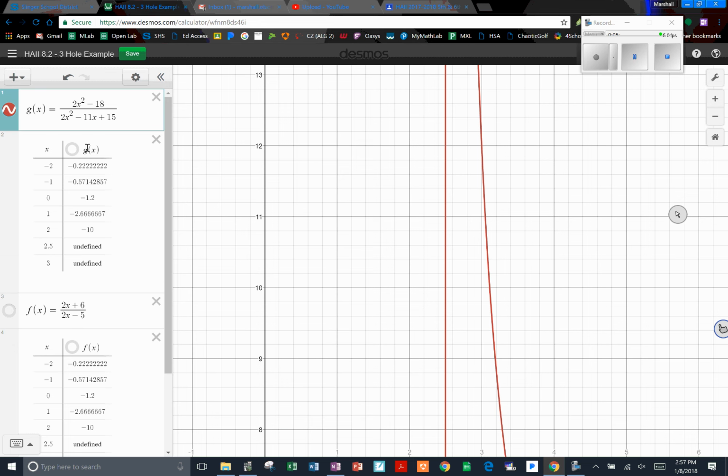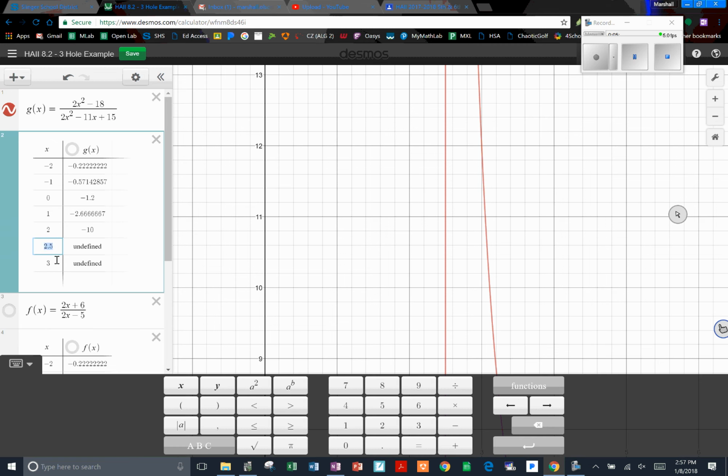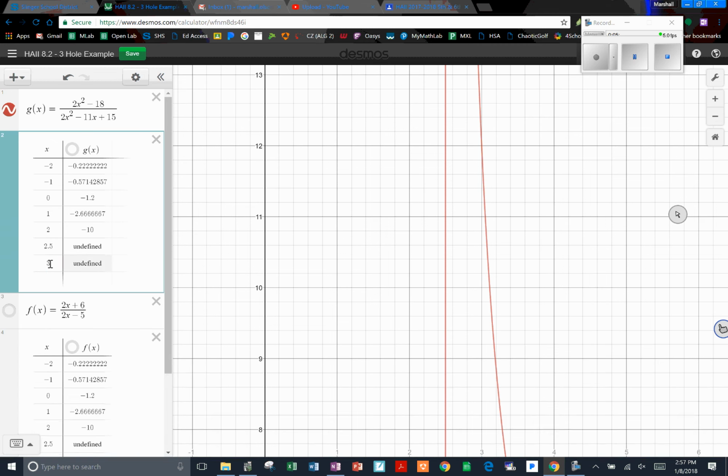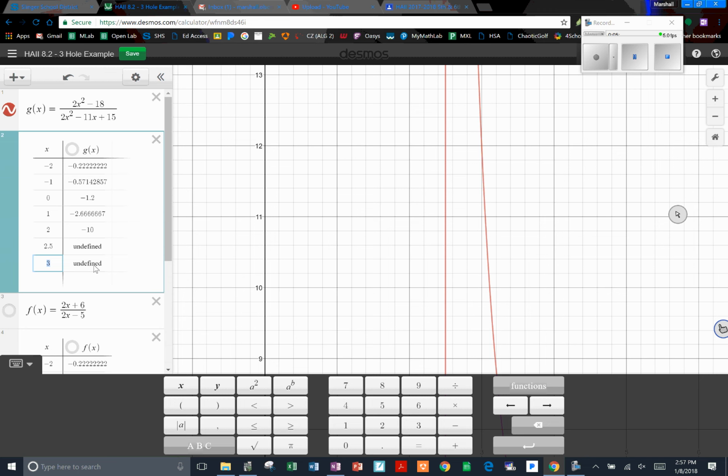Okay, now actually you're able to put tables into Desmos too, just by going to the edit list thing and then clicking convert to table. And then it'll pop this table up here. And then I added these values in here. I put 2.5 in to show, hey, it's undefined. That's where our vertical asymptote is. And I put 3 in, and it says it's undefined, but it doesn't tell you what the y value is.